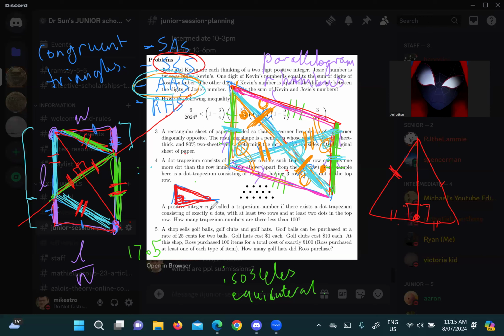I'm just asking something basic. Can you see that these lines are also equal in length? Does that make sense? So that's obvious. We know that, right?